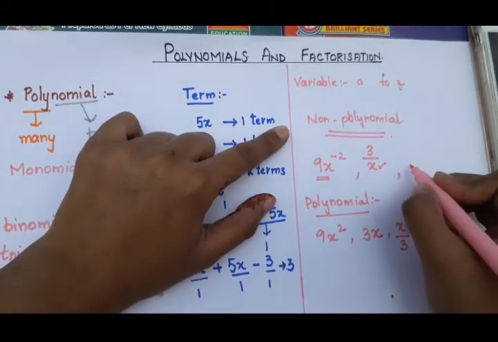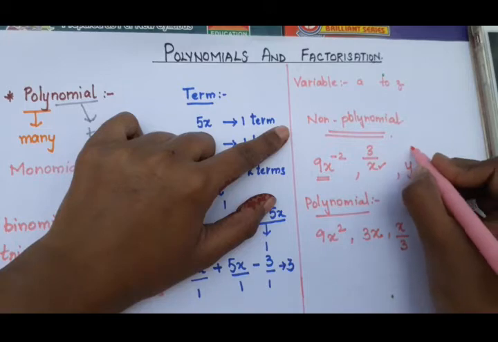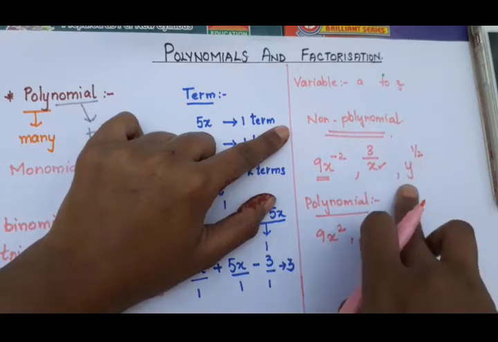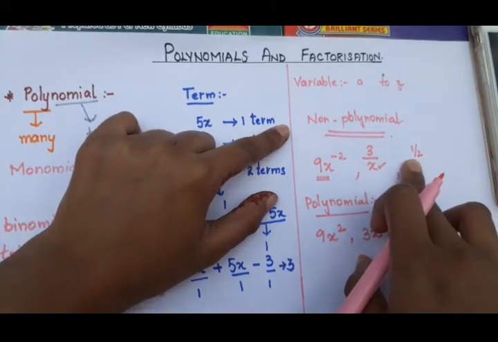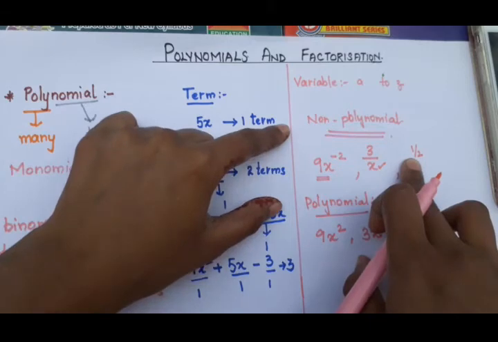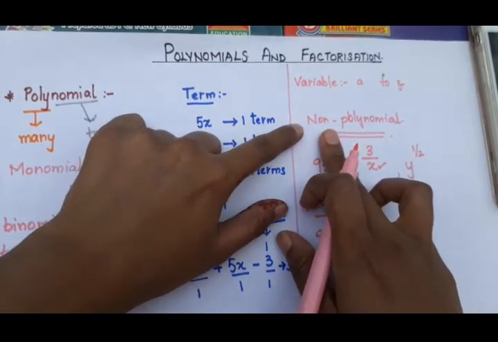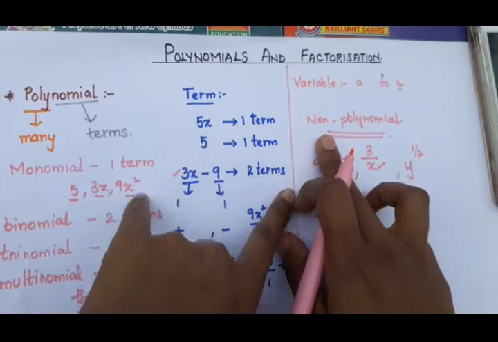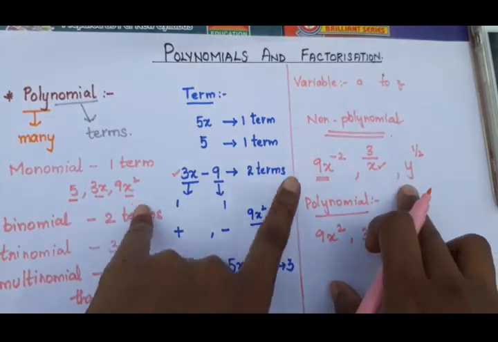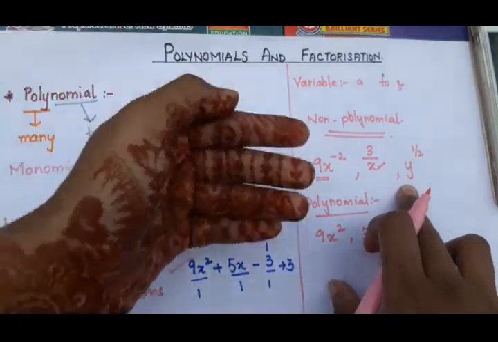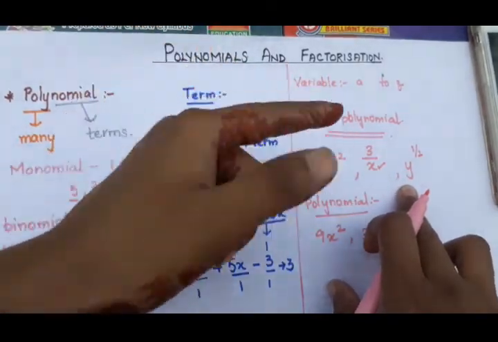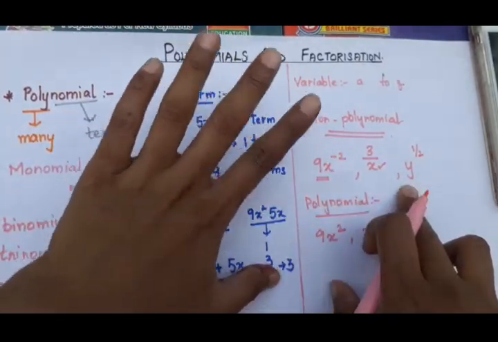For example, if I write y power 1 by 2, y is a variable. If the power is a fraction, that is 1 by 2, y power 1 by 2, then also it is a non-polynomial, children. Are you all understanding? Y is nothing but a variable. Okay, x power 1 by 2, y power 1 by 2, z power 1 by 2, then it is a non-polynomial. Understood children?